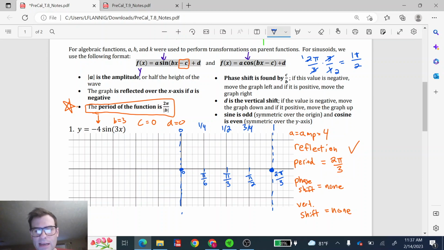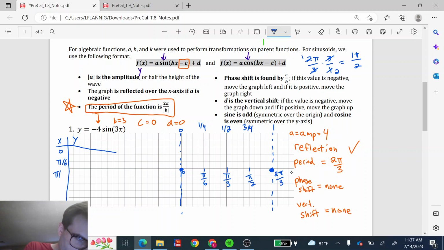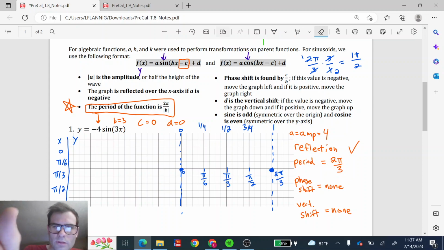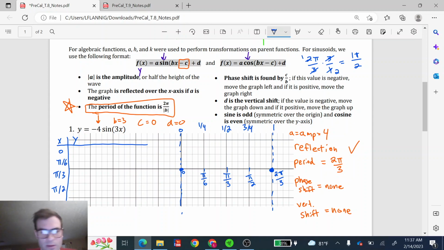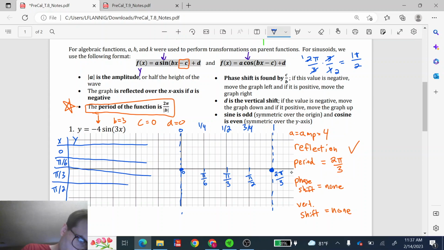Okay, now let's plug some numbers in. So we have an x, we're going to do a table chart, and a y. We know x is always going to be whatever these values are. So we have 0, pi over 6, pi over 3, pi over 2, and 2 pi over 3 as our positions. And our goal is to figure out what the y value would be at each of those positions. So I'm going to draw some lines here so that way we can break it up so we're not confused.